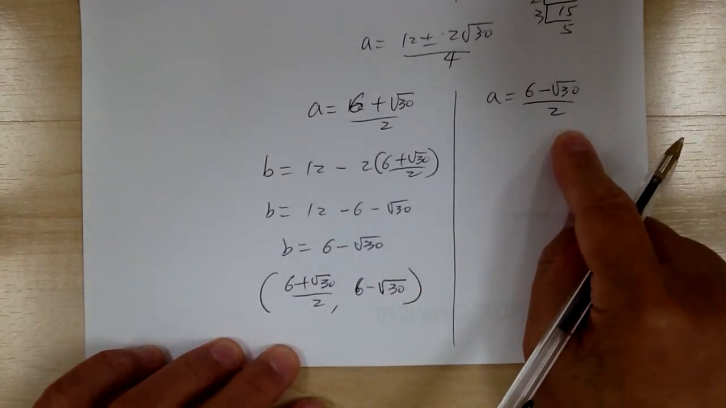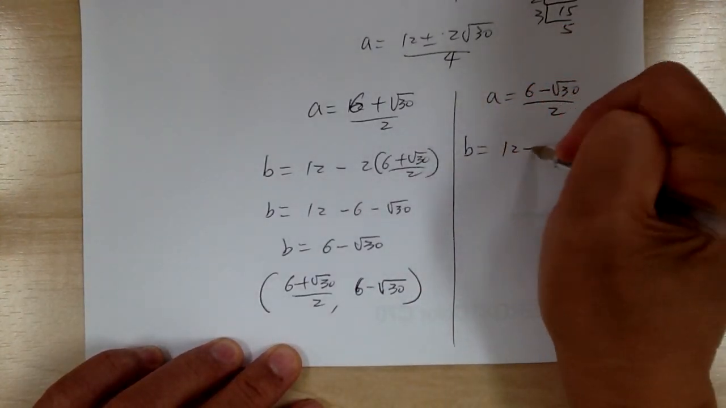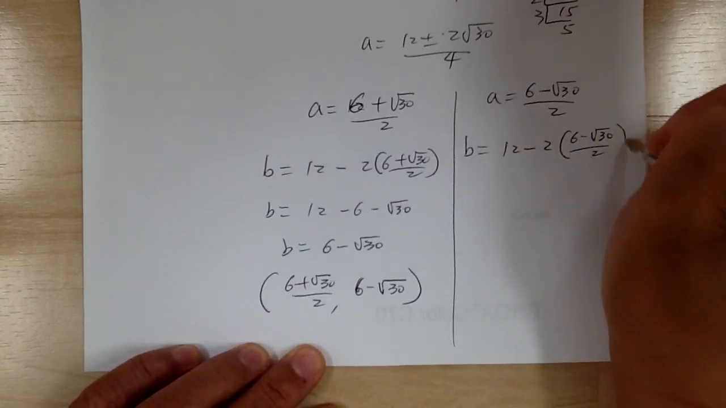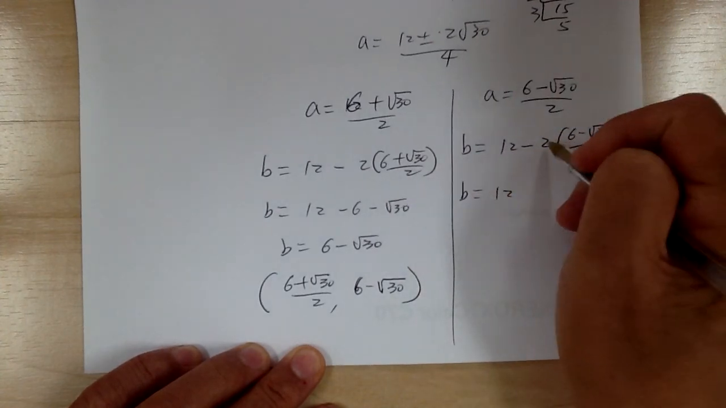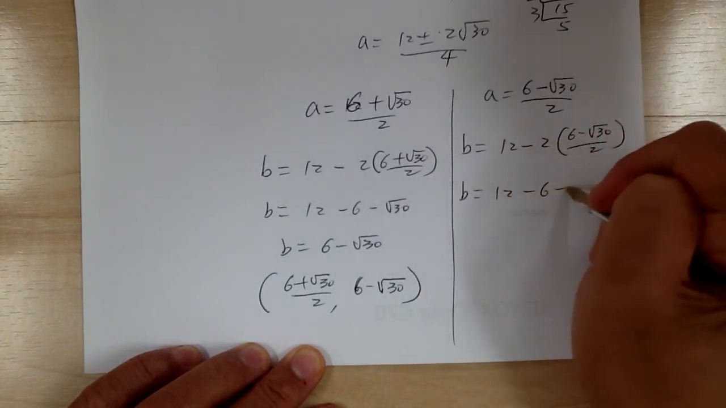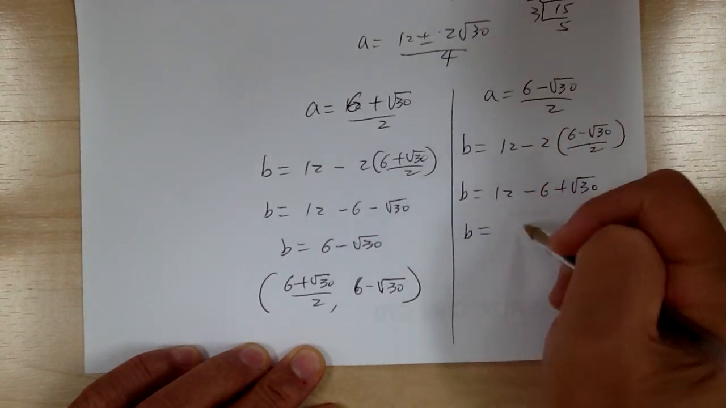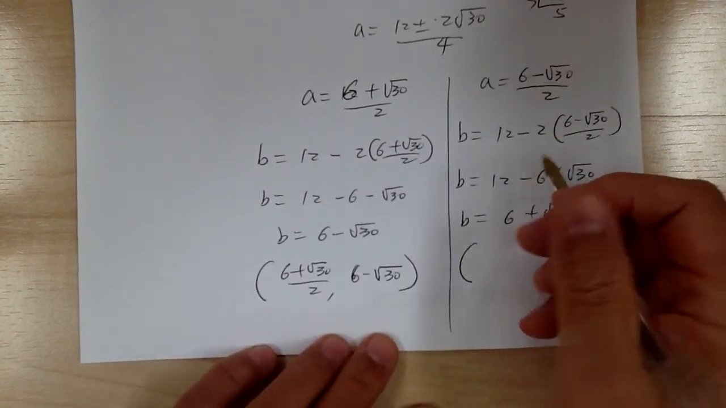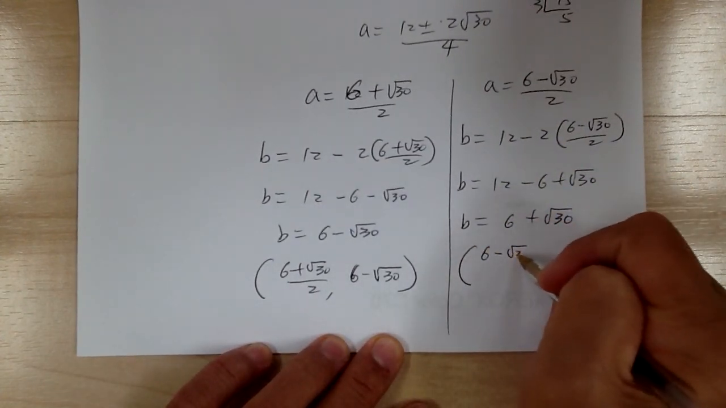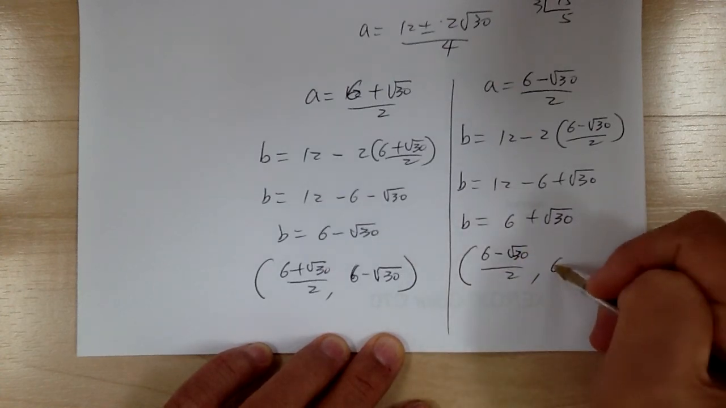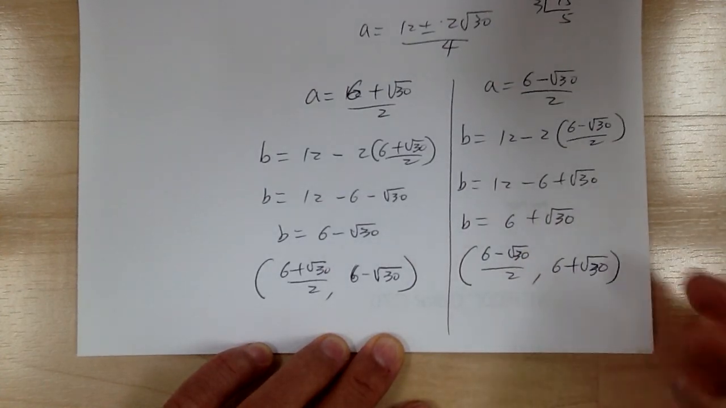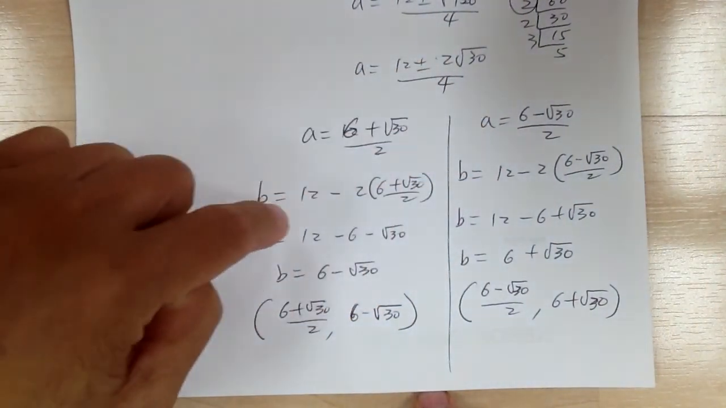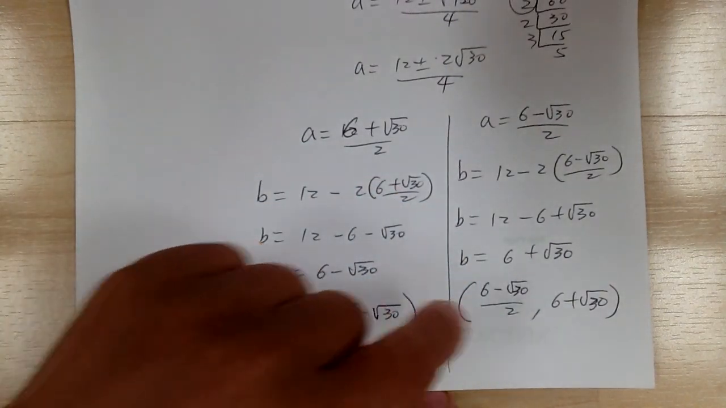Now for this one, you do the same thing. So b equals 12 minus 2 times a. So b equals 12, now this will cancel out, so it would be minus 6 plus the square root of 30. So b equals 6 plus the square root of 30. So from here, you get 6 minus the square root of 30 over 2, comma, 6 plus the square root of 30. So you get two sets of answers. Once you find a, you have to use each individual a to find its corresponding b, and then you get two sets of answers.